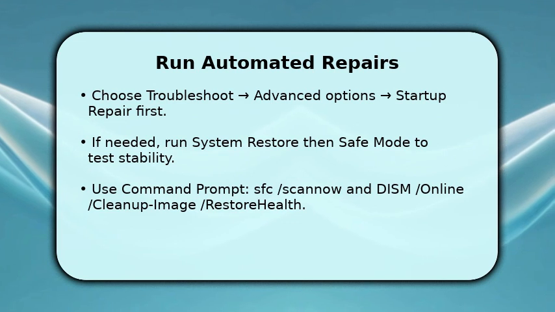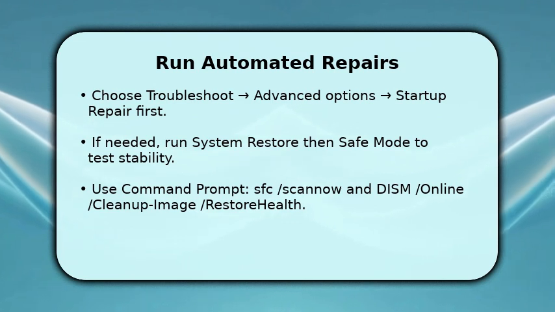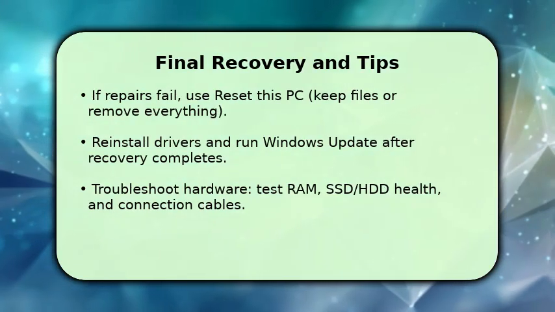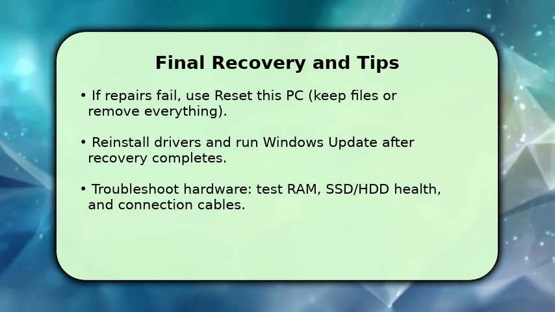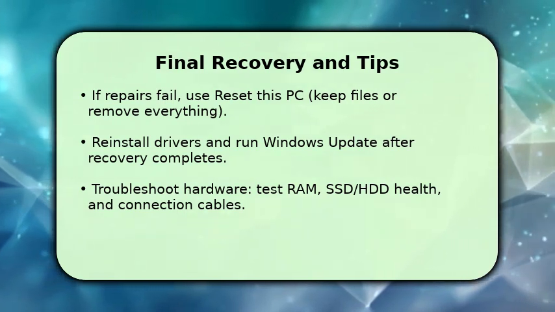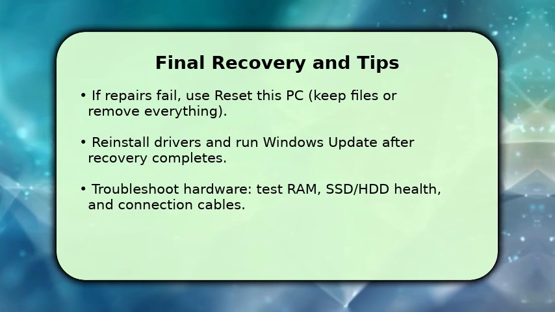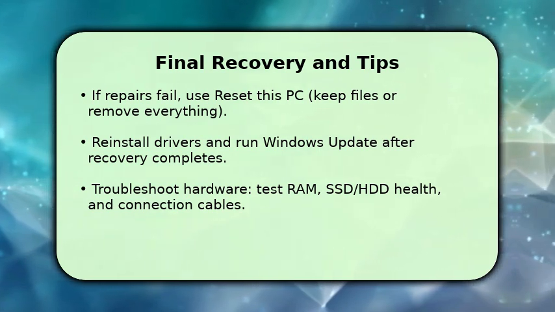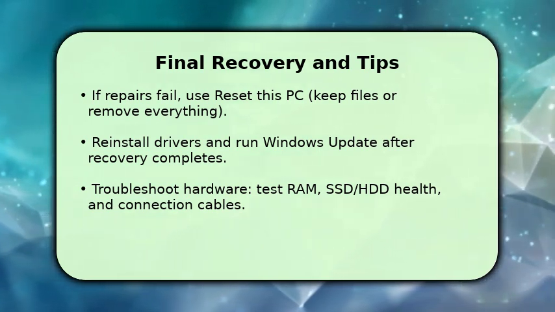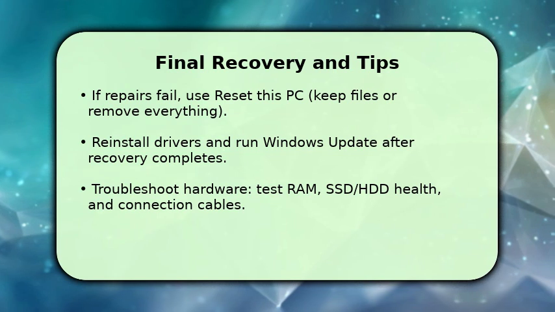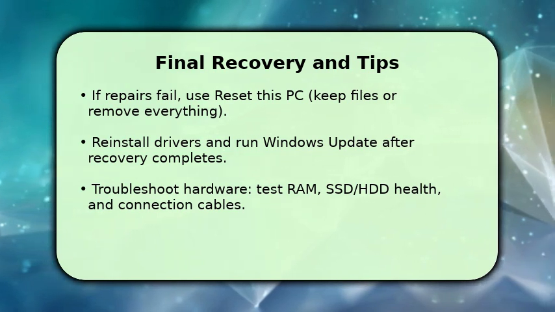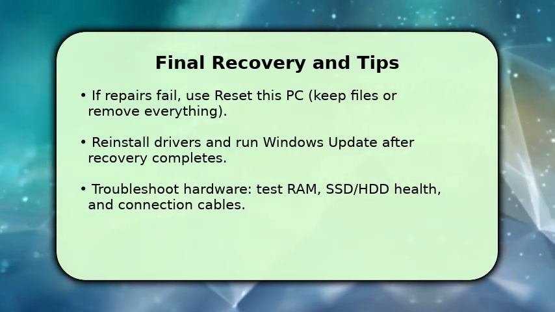You finish by choosing Reset this PC if automated repairs and file fixes fail. Pick Keep My Files to preserve data, or remove everything for a clean slate, then follow prompts to reinstall Windows. After Windows is back, install chipset and storage drivers, then run Windows Update to apply patches. Make sure to restore user files from your backup.